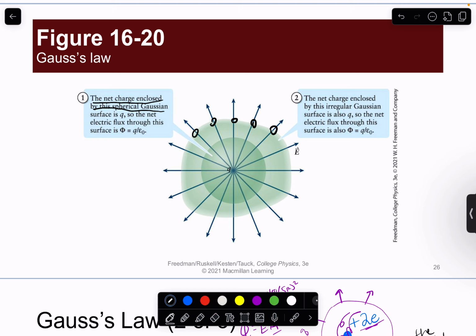And so now, what if we use a weirdly shaped Gaussian surface like this bubble here? Well, guess what? The flux is still going to be Q over epsilon naught, because instead of adding up all these fluxes, we can simply use the right-hand side of Gauss's law.